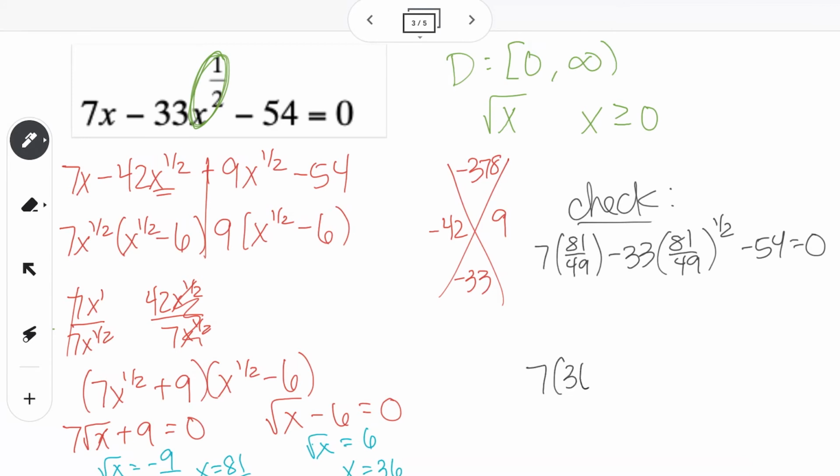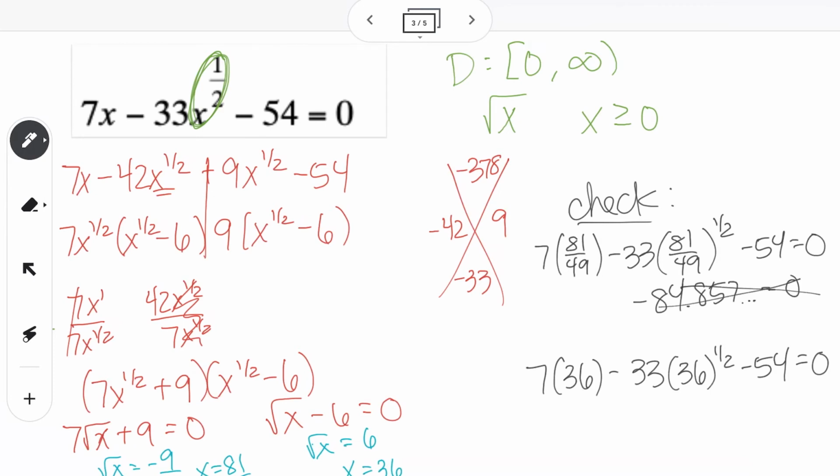And I need to make sure that gives me 0. And then 7 times 36 minus 33 times 36 to the 1/2 minus 54. When I type this in, here I end up getting negative 84.857, if I did that correctly, equals 0, which is not true. And so this one does go away.